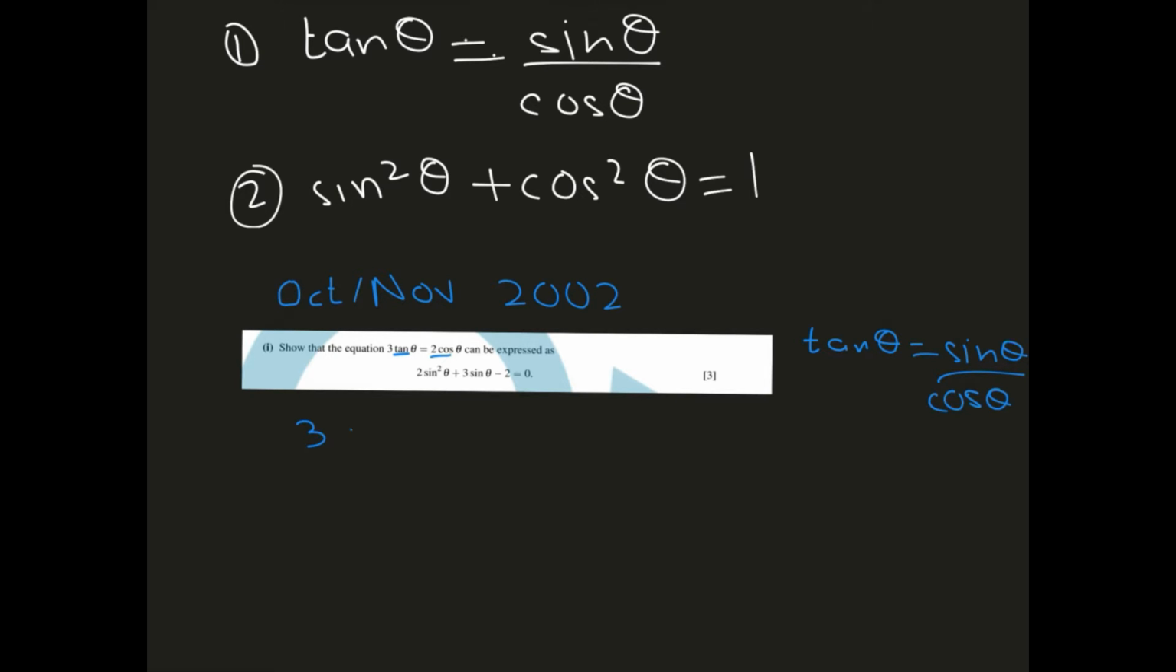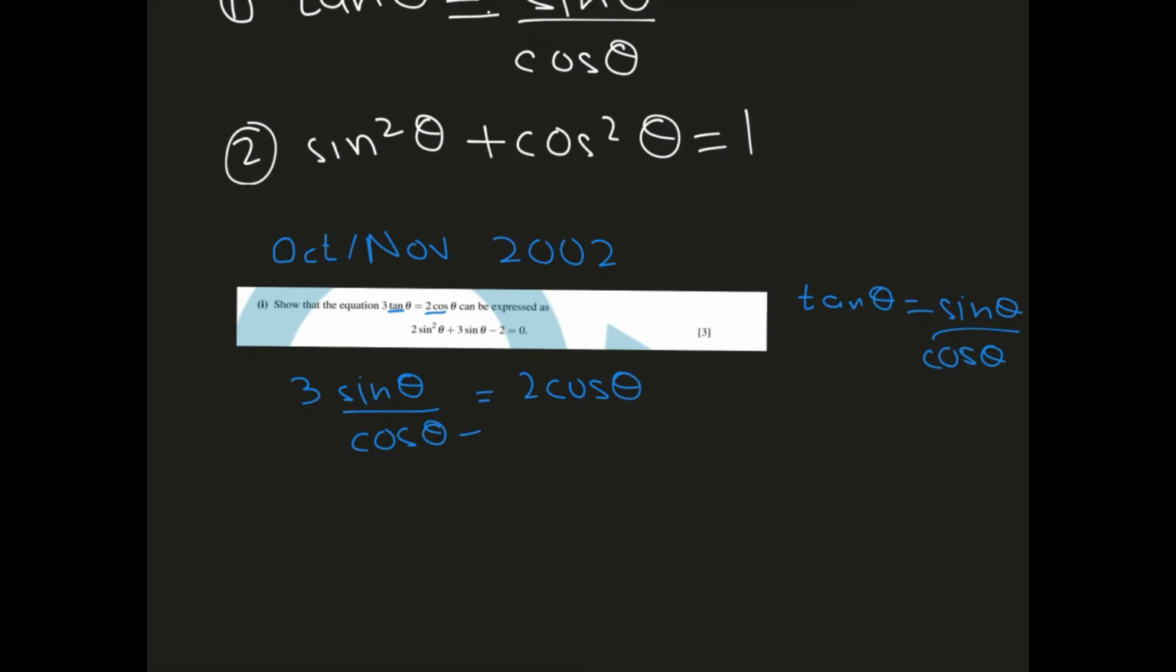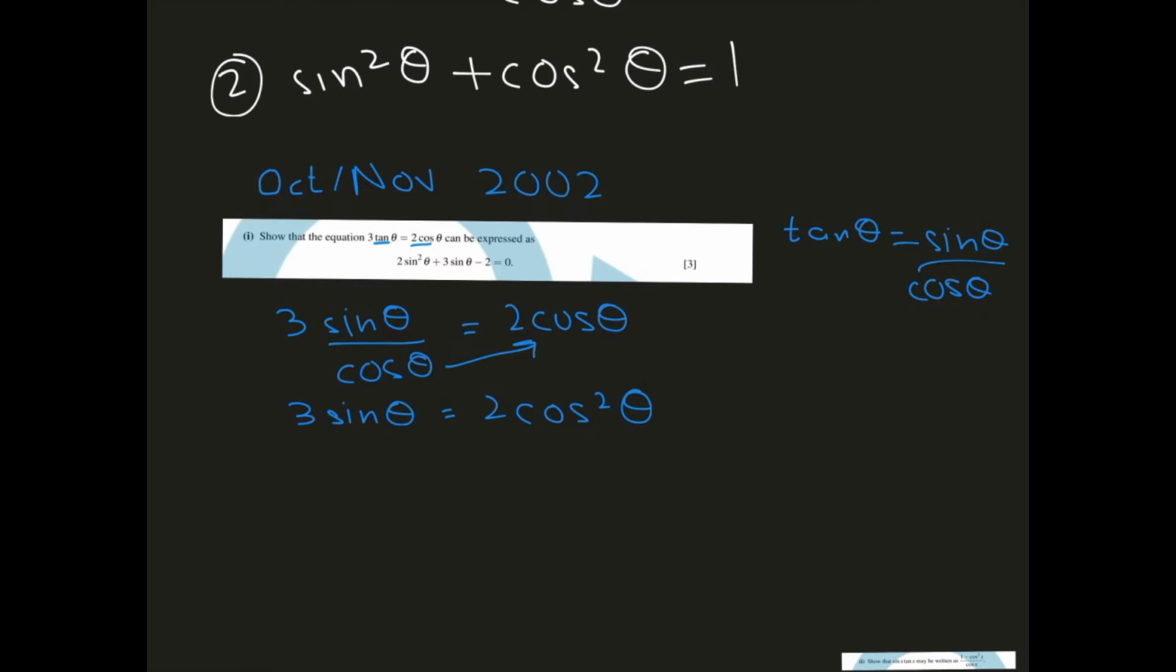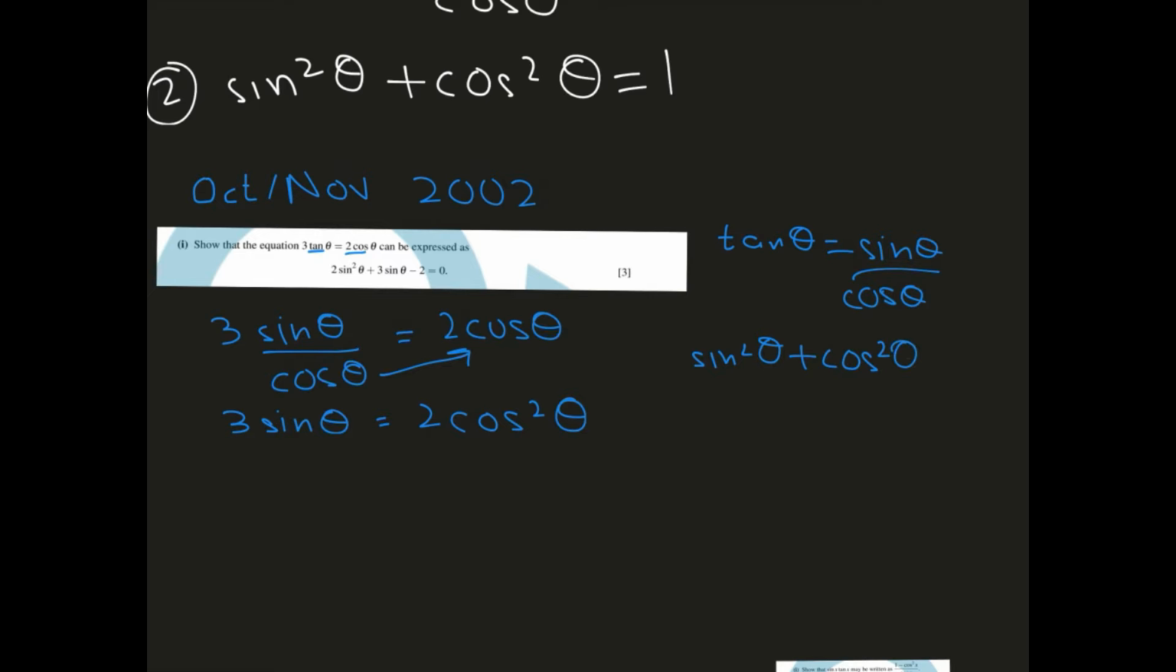So 3 instead of tan we will write sine theta over cos theta, which is equal to 2 cos theta, right? So if we multiply this over here, then we'll get 3 sine theta is equal to 2 cos square theta, right? And then by the second identity we know that sine square theta plus cos square theta is equal to 1, right? Then we can restructure that identity by making cos square the subject. So if we rearrange this identity and make cos square the subject, then it will be equal to 1 minus sine square theta, right?